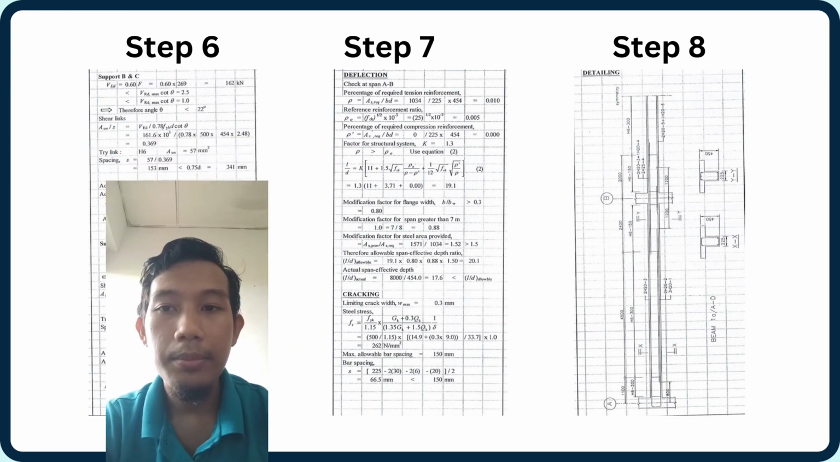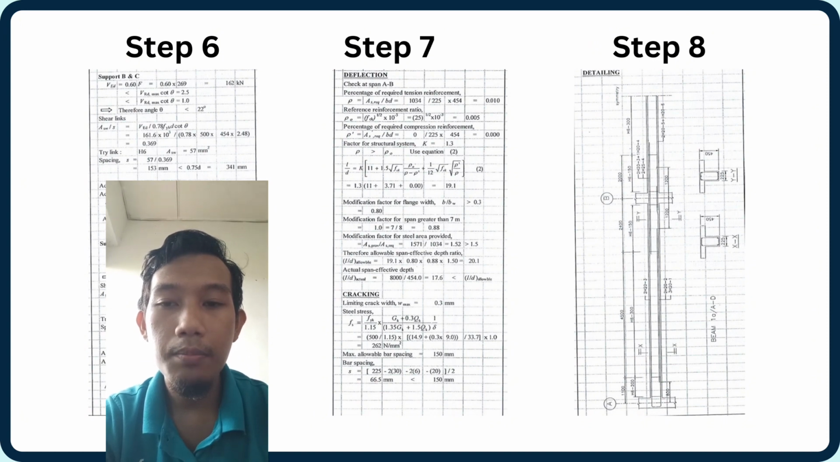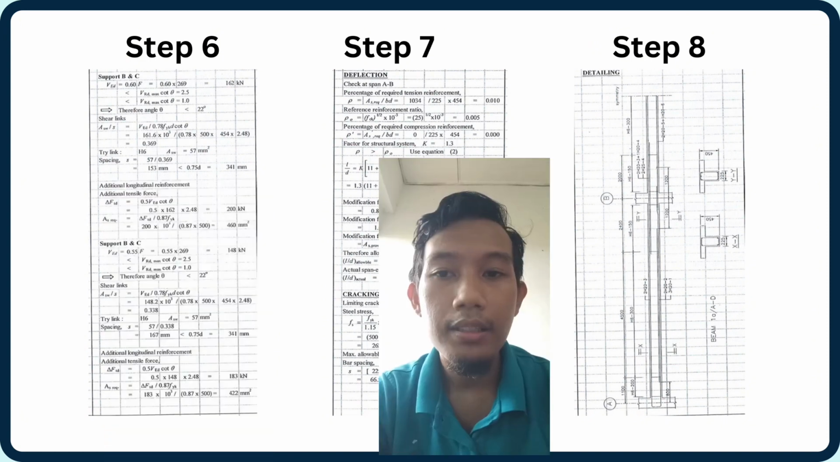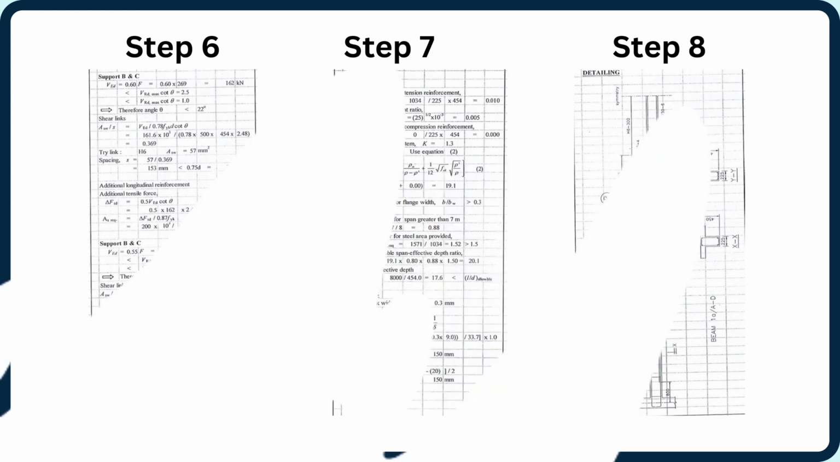And then cracking, limiting crack width is 0.3 mm. For steel stress is 262 Newton per millimeter square. For maximum allowable bar spacing is 150 mm. Bar spacing S equals 66.5 mm, smaller than 150 mm. And then this is the detailing picture of our calculation.